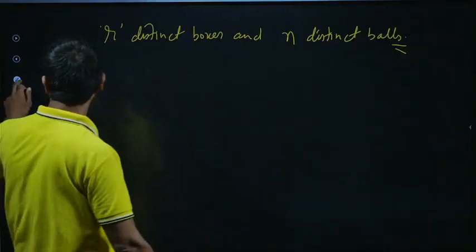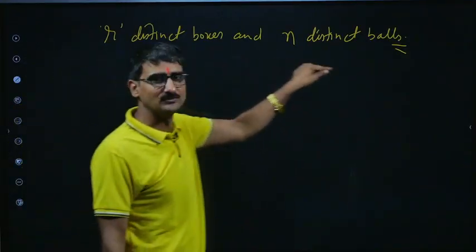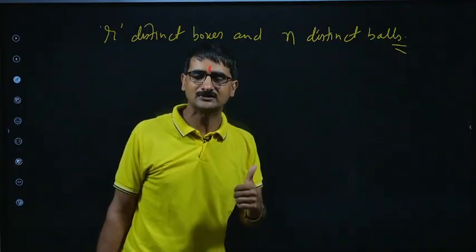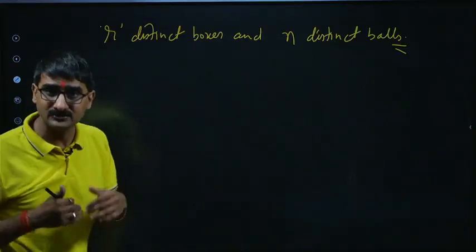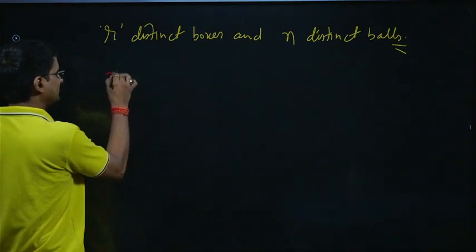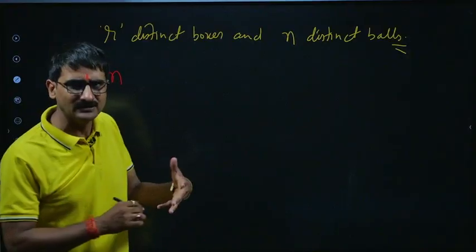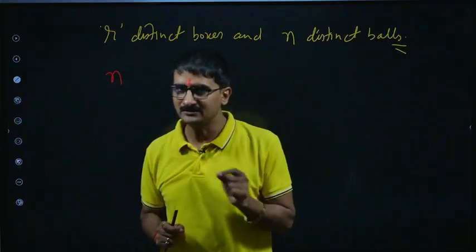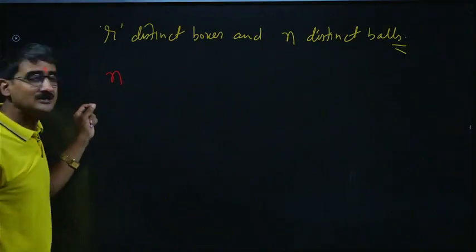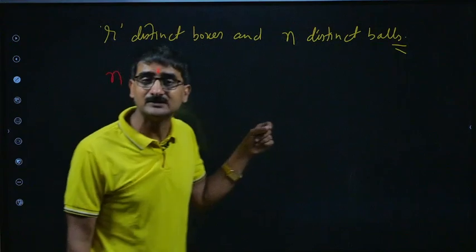So in how many ways can you put n distinct balls in R distinct boxes such that no box is empty? Okay, so what's the way? One direct way of getting the answer, at least getting the expression, is using the principle of inclusion exclusion.